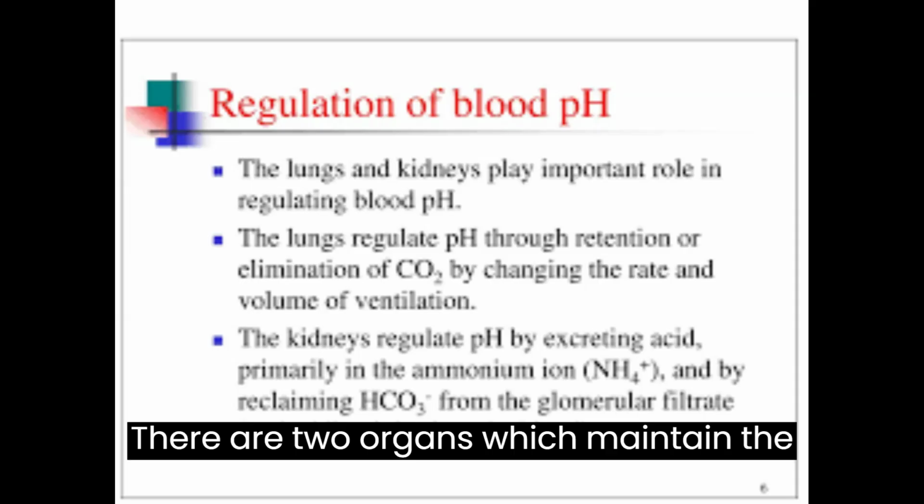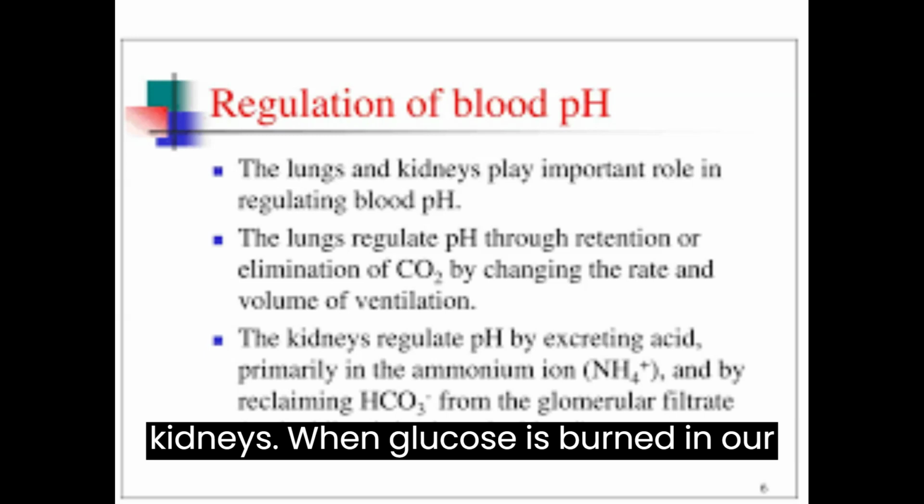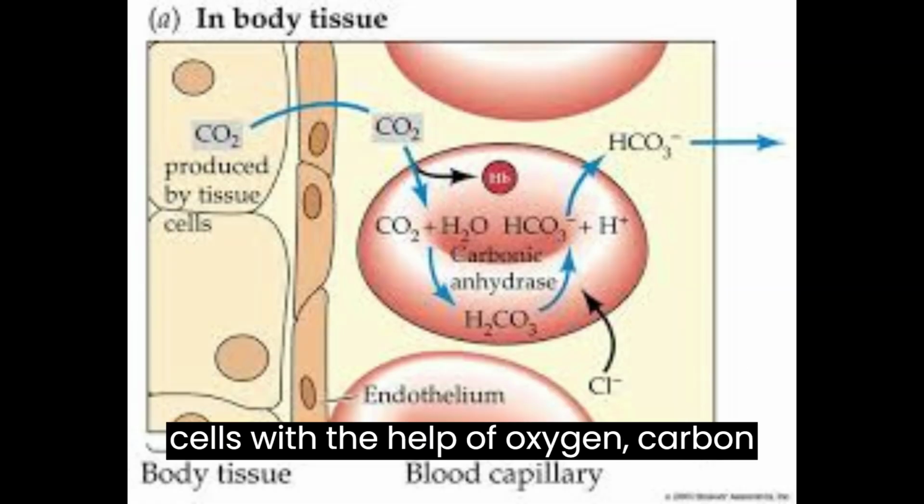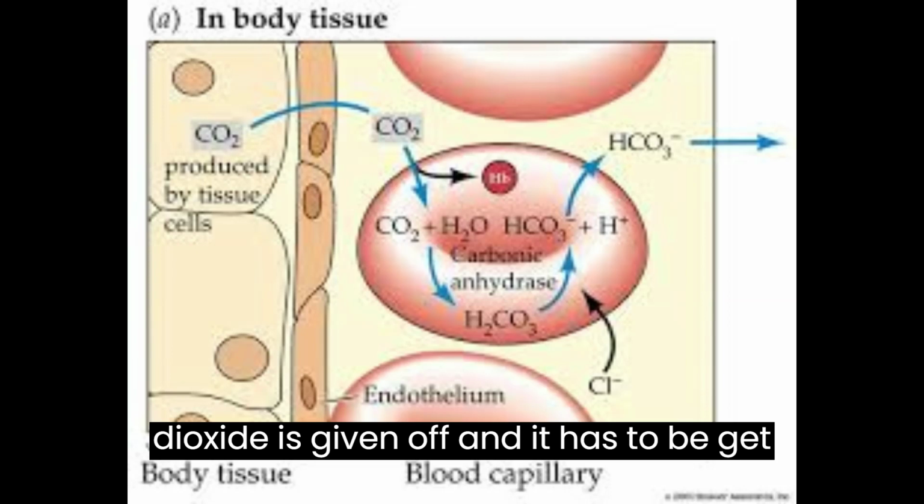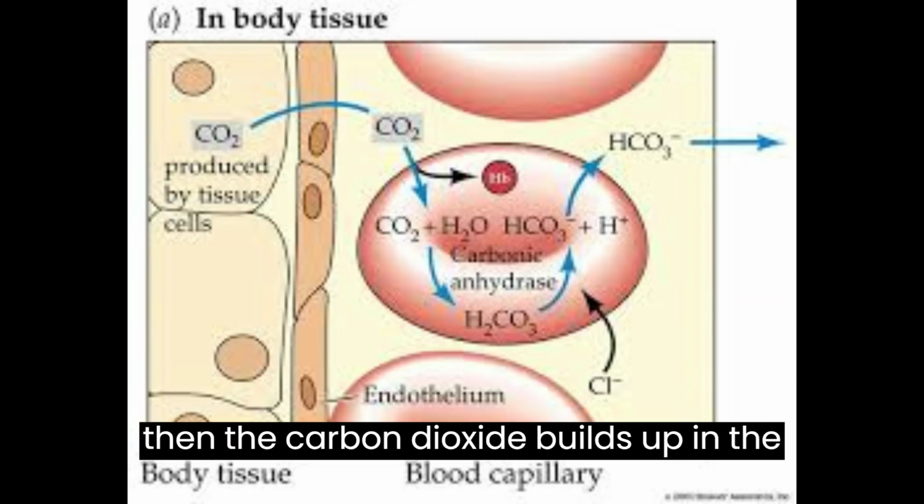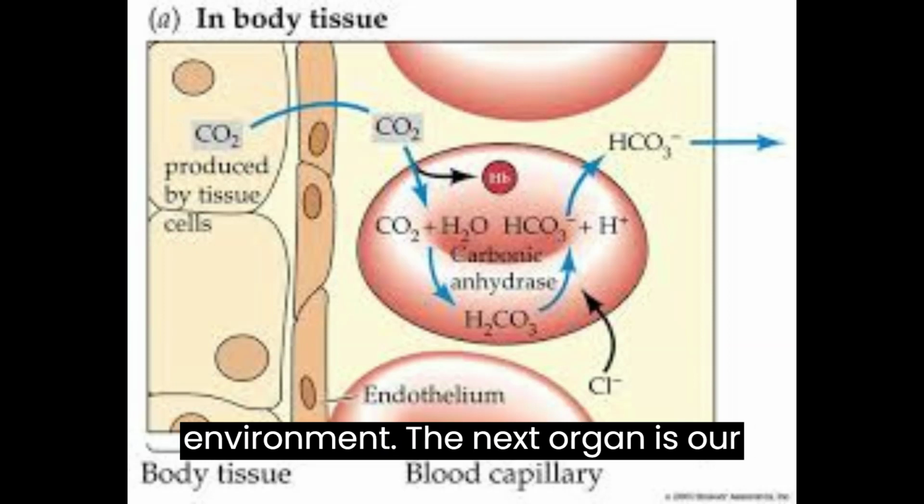There are two organs which maintain the pH in our body, the lungs and the kidneys. When glucose is burned in our cells with the help of oxygen, carbon dioxide is given off, and it has to be gotten rid of through the lungs. If it is not, then the carbon dioxide builds up in the blood, and that creates a more acid environment.